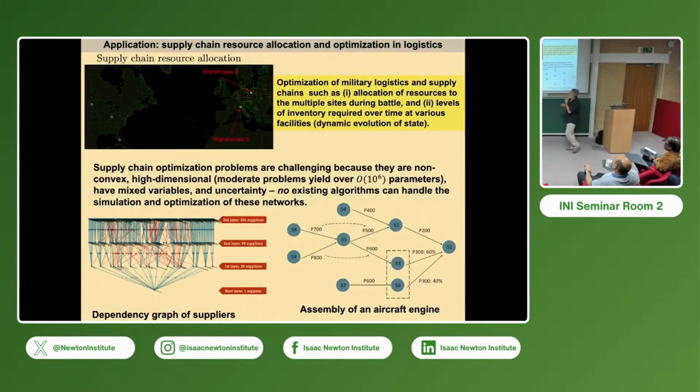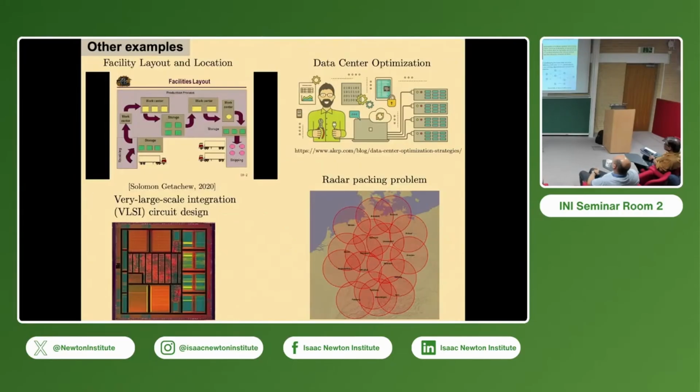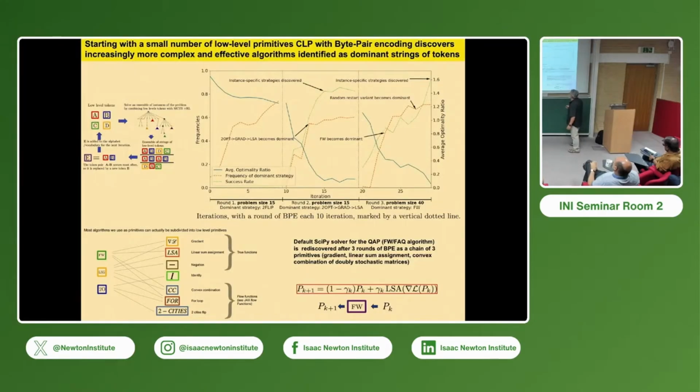So applications of the quadratic assignment problem include supply chain resource allocation and optimization in logistics. I gave a DoD talk, so that's why I have this slide. I will not linger on it. Other examples include facility layout location, data center optimization, very large scale circuit design, and radar packing problems. So those are examples of applications.